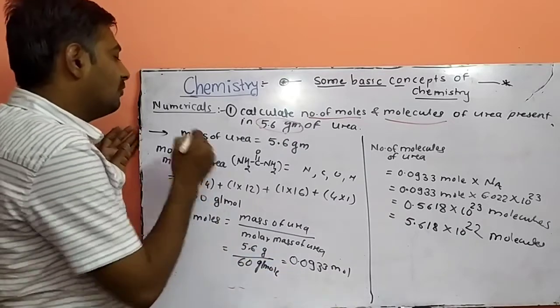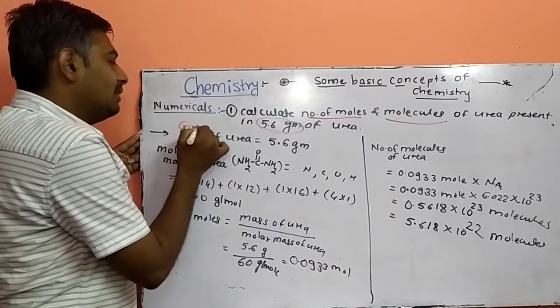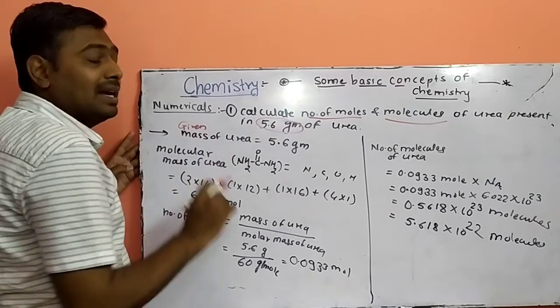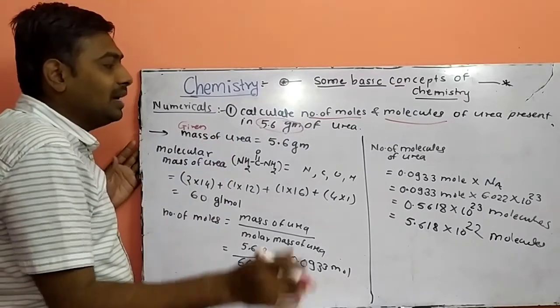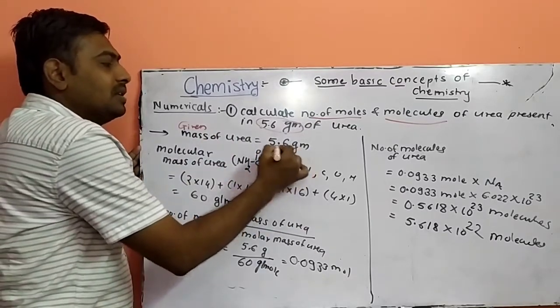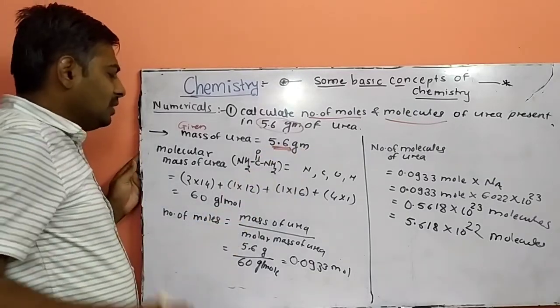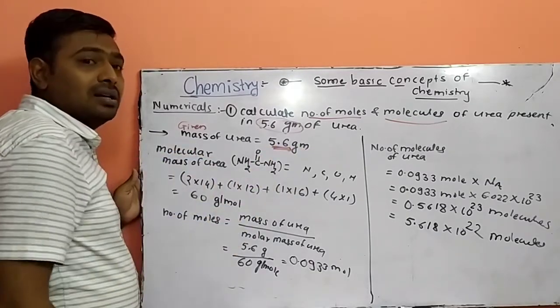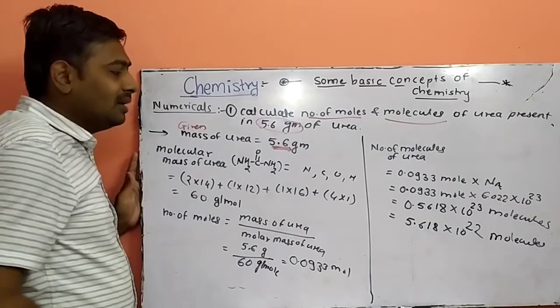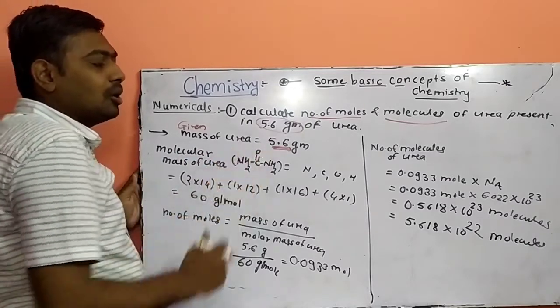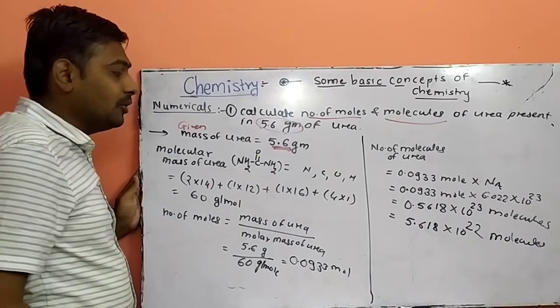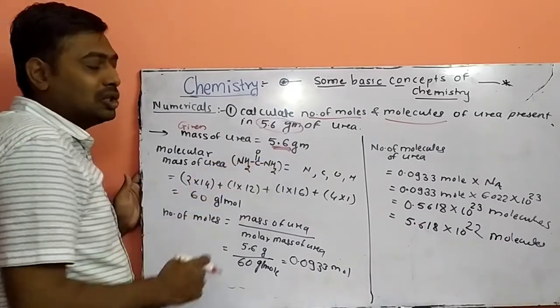So first of all, what is given in this numerical? The mass of urea is given, which is 5.6 gram. Second, the molecular mass of urea. What is the molecular mass of urea? The formula for urea is NH2CONH2, that is NH2, C double bond O, NH2.